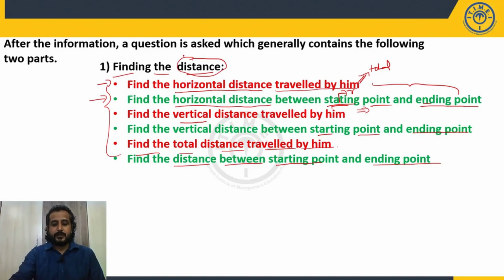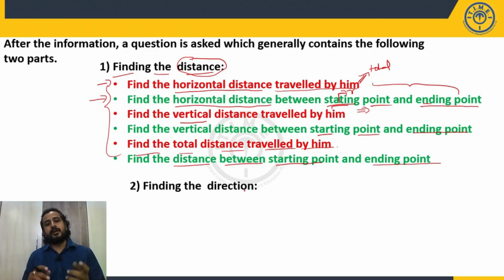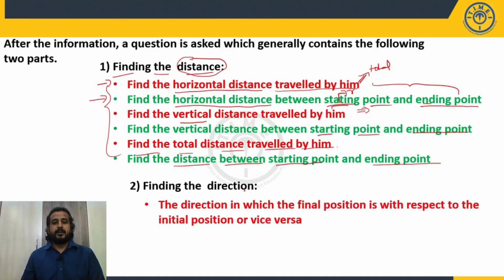Now the one more question type is regarding the direction. Finding the direction. Here again you will get two question types. One is find the direction of the starting point with respect to the ending point, or find the direction of the ending point with respect to the starting point. So these are the two question types: the direction of the final position with respect to the initial position, or vice versa. Please note down the question types.